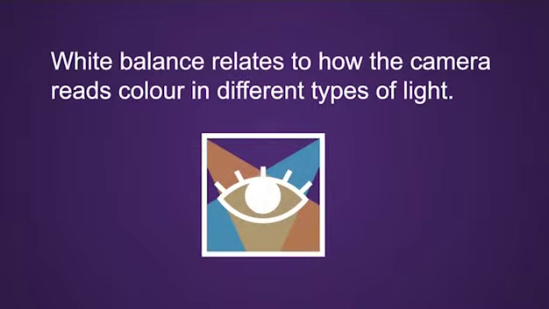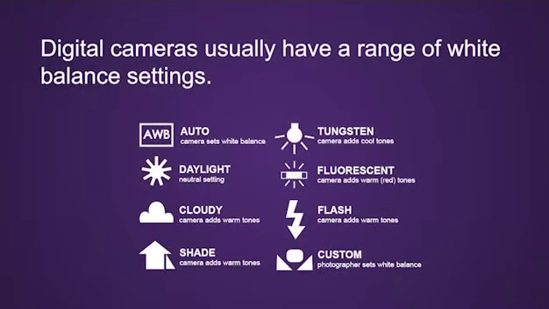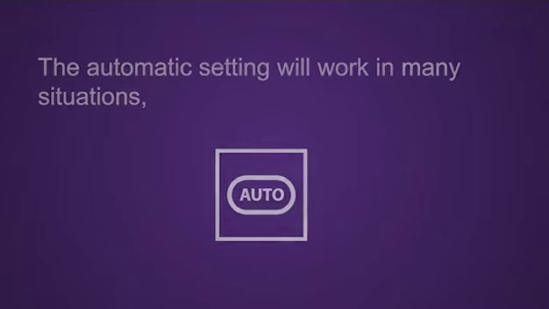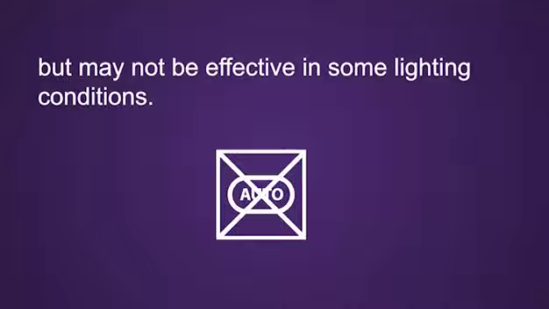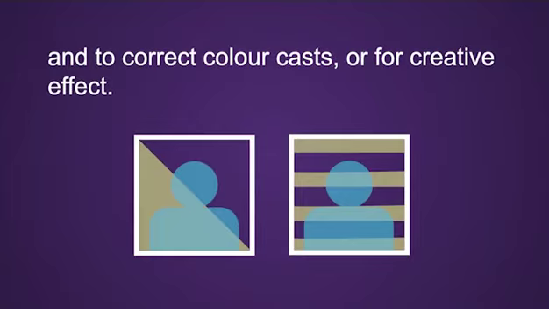To recap, white balance relates to how the camera reads colour in different types of light. Different light sources have different colour temperatures, which affects white balance. Digital cameras usually have a range of white balance settings. The automatic setting will work in many situations, but may not be effective in some lighting conditions. White balance settings can be used to achieve accurate colour representation and to correct colour casts, or for creative effect.